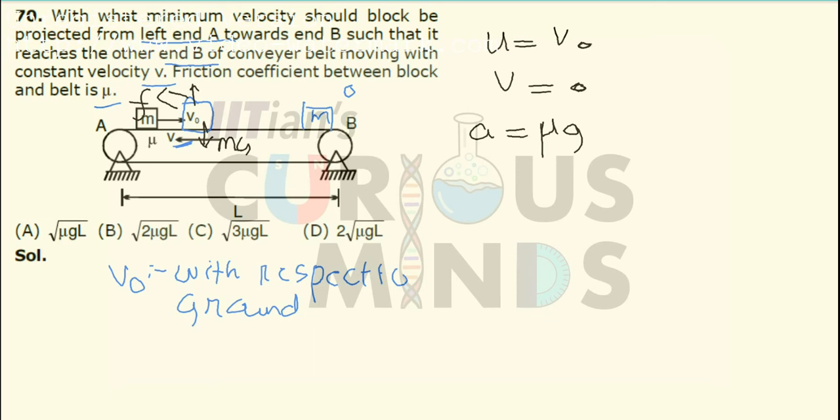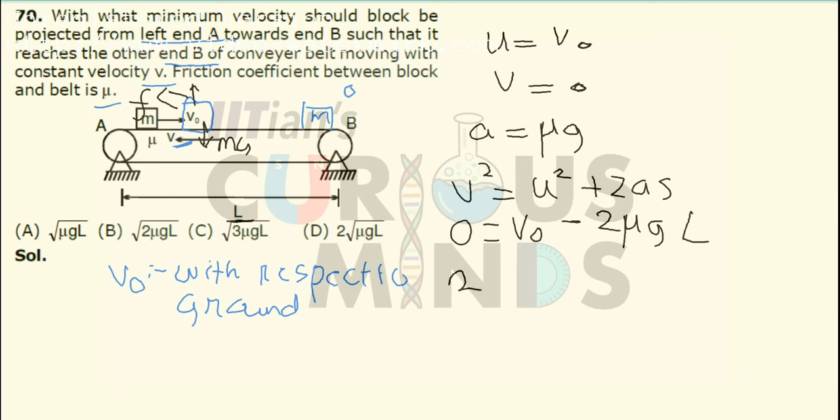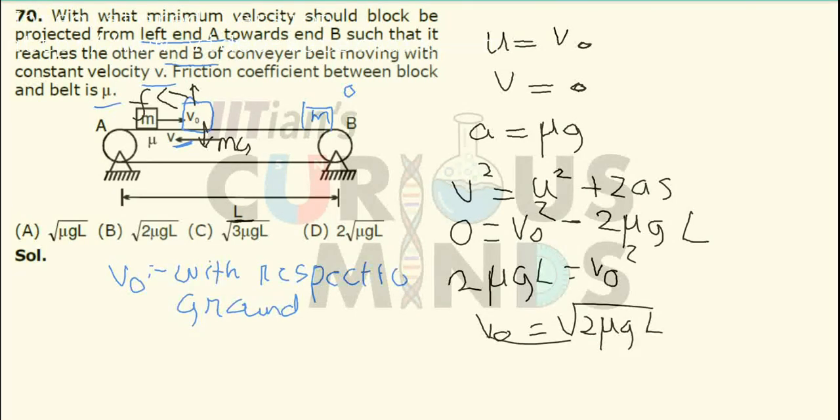So for initial velocity, we will use the formula v square is equal to u square plus 2as. Now the final velocity is equal to 0, initial velocity is equal to v naught. Acceleration is in opposite direction, so it will be equal to minus 2 times mu g into s. The distance that it is traveling with respect to ground is L. So 2 mu g L is equal to v naught square, or v naught will be equal to root of 2 mu g L. Understand that this velocity is with respect to the ground.